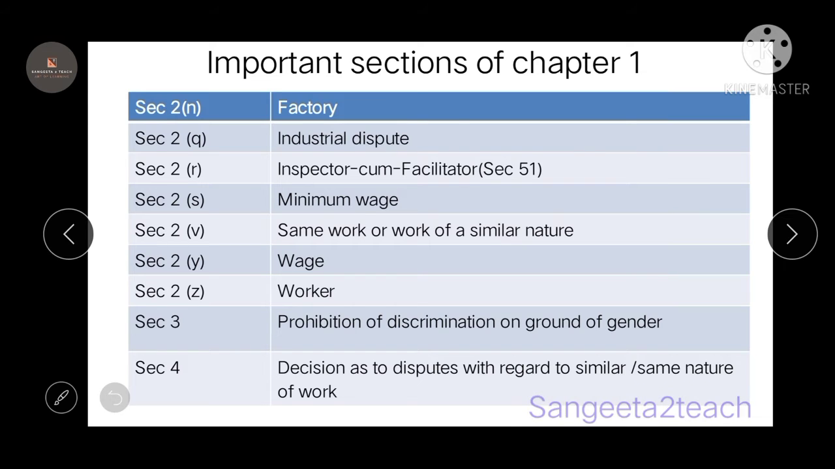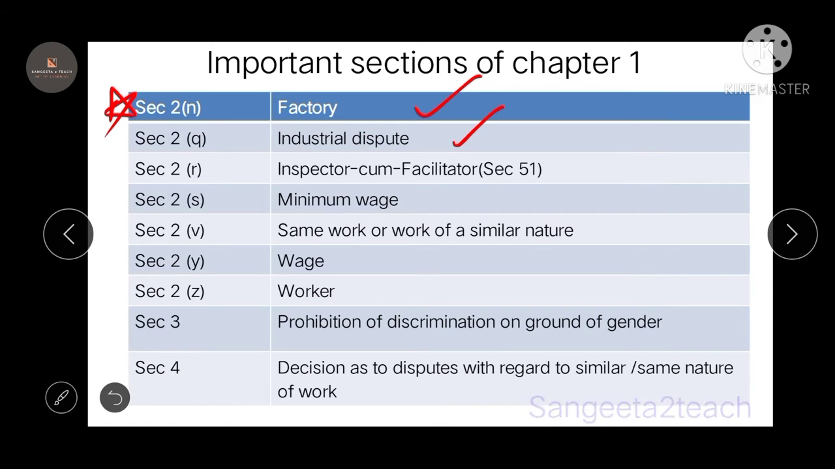Coming to the next set, it is section 2 of N is factory. Before, factory was 2 of M, but now it is 2 of N. Okay, factory is 2 of N. Please remember because there is a change in this. Okay, section 2 of Q is industrial dispute.